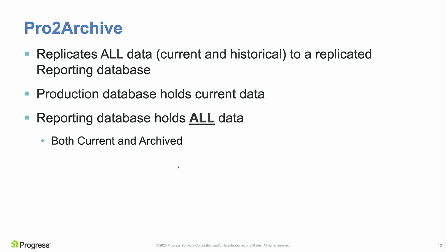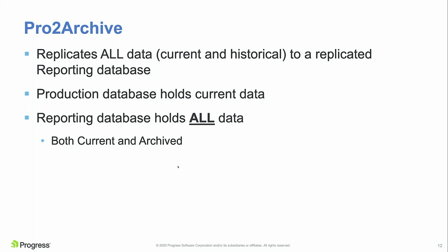Hence, we came up with this Pro2 archive product. What this does is replicate all data, current and historical, to a replicated reporting database. This is where you run all the reports. The production database holds the current data, and the reporting database holds not just the archive data, but all the data. It's holding the current replicated data, as well as everything that's been archived out of the database.